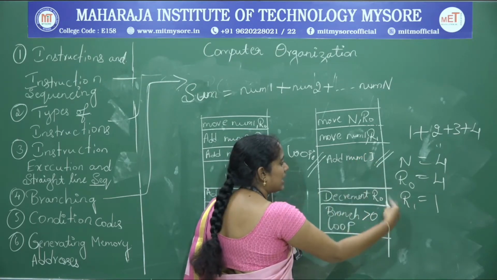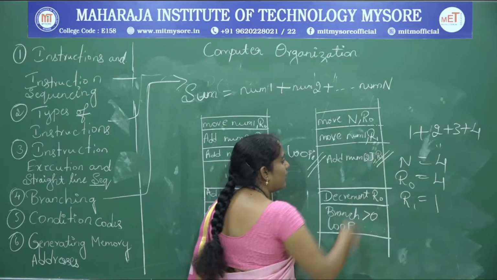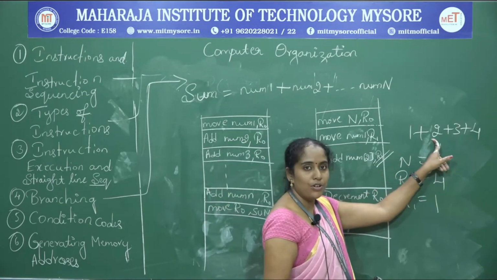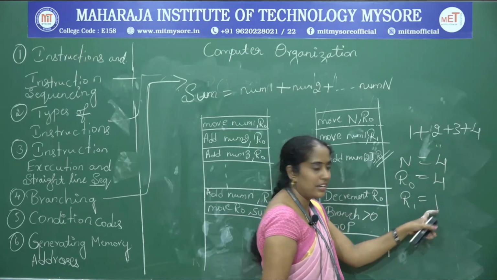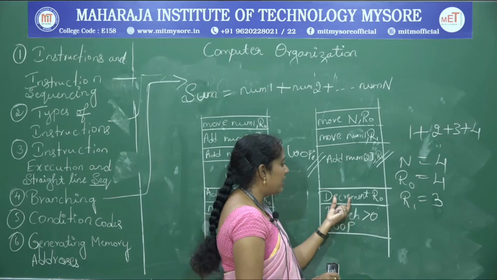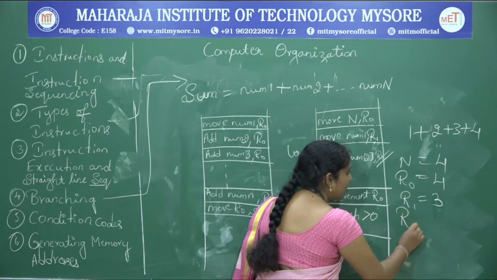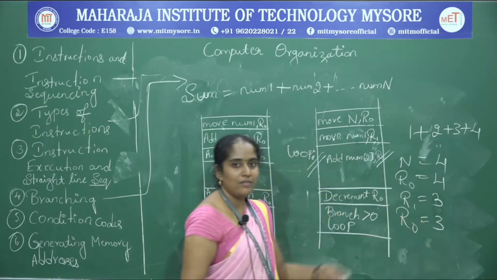Num, here it will be incremented, right? Num2 comma R1, right? So what is the num2 value? It is 2, right? 2 plus 1 is 3, and store the result in R1. Again decrement the R0 value. Now R0 will contain the value 3.